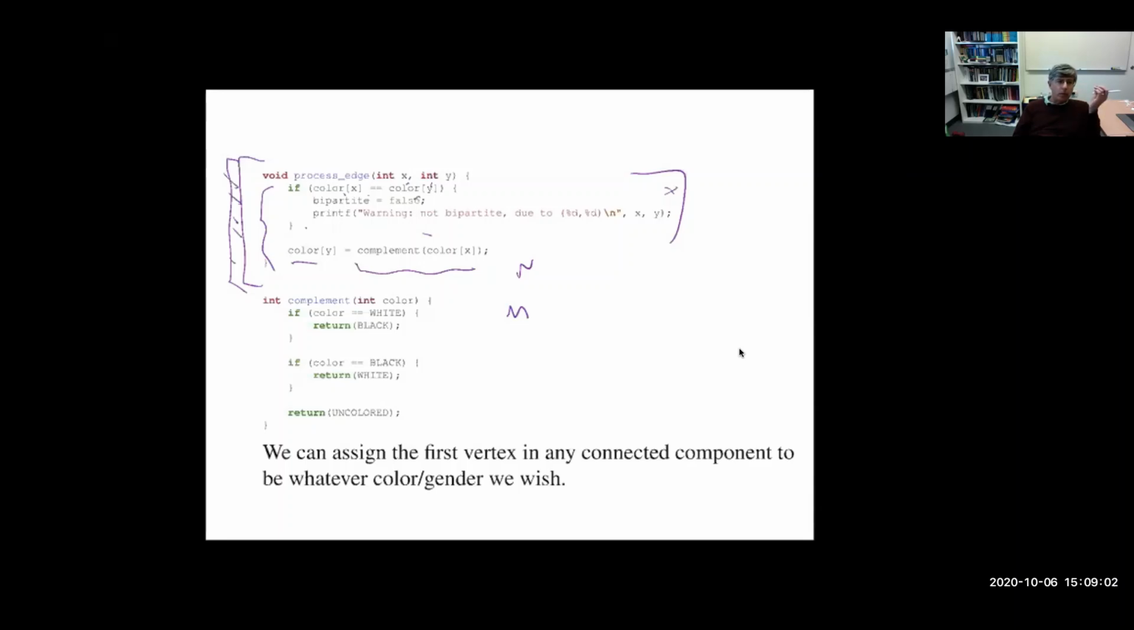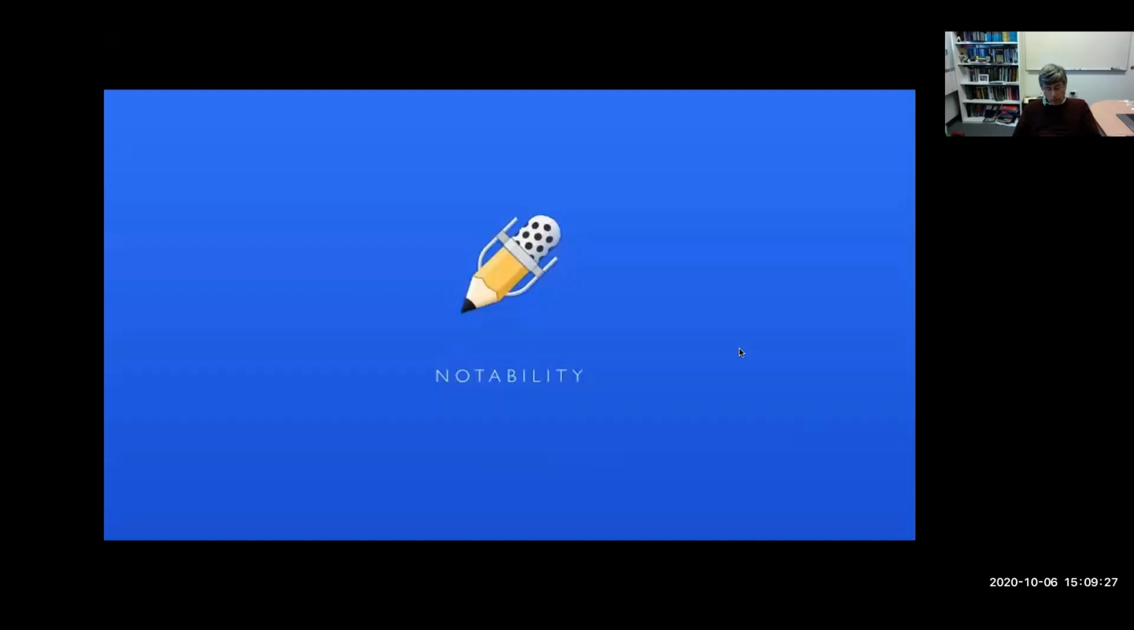It doesn't look like I'm doing anything when I process a vertex. That's a constant amount of work. The total time is going to be n plus m. Any questions? This is what BFS algorithms look like for graphs. Any questions? Going once, twice. Okay, sold.